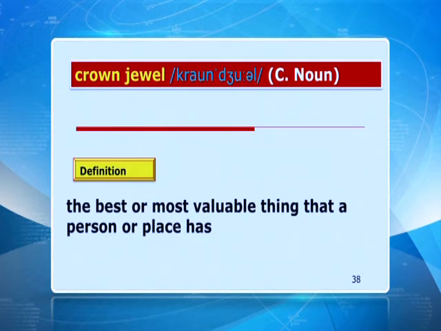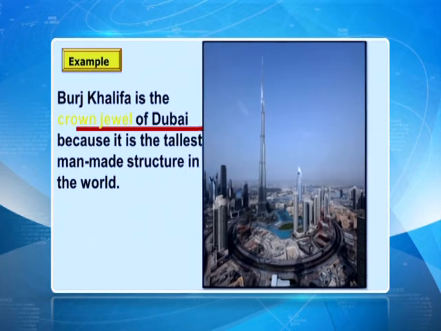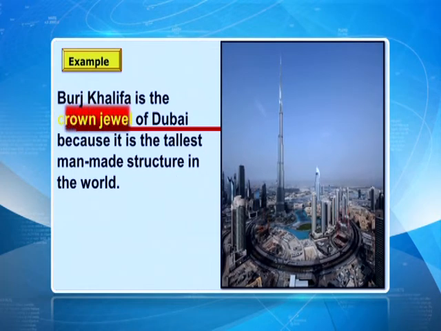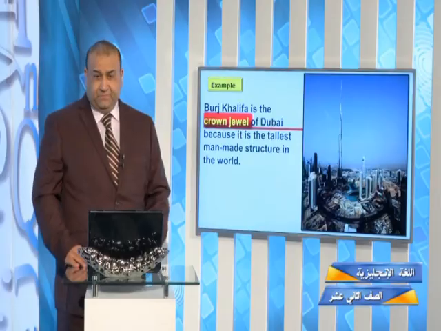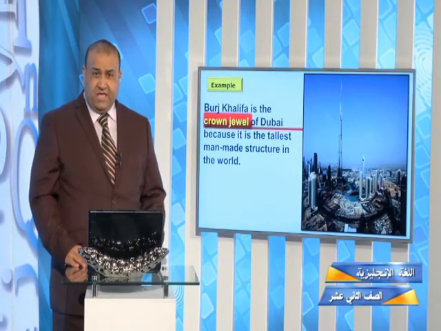Now let's move to the following word, crown jewel. Crown jewel is a countable noun, which means the best or the most valuable thing that a person or place has, which is the most important thing. For example, Burj Khalifa is the crown jewel of Dubai. Why? Because it is the tallest man-made structure in the world, which means the most important thing in Dubai.